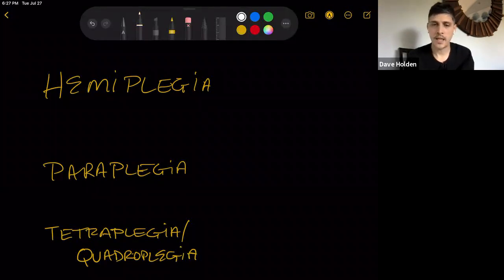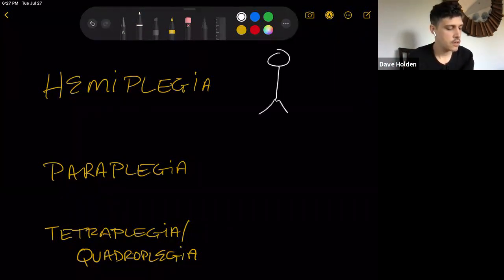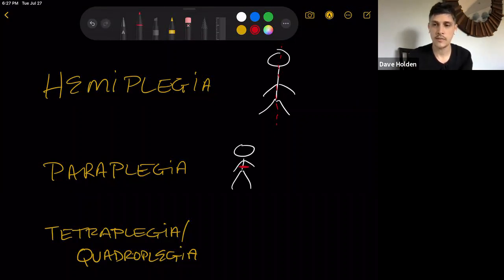So hemiplegia is paralysis of one half, like the left half or the right half. This is usually the result of a stroke. So the person loses function on one half of the body. With paraplegia, this is usually the result of a spinal cord injury somewhere in the thoracic or the lumbar region. So the person would lose function below the site of the injury, usually losing the use of their legs, but the neck and the shoulders and the arms may still be functional.